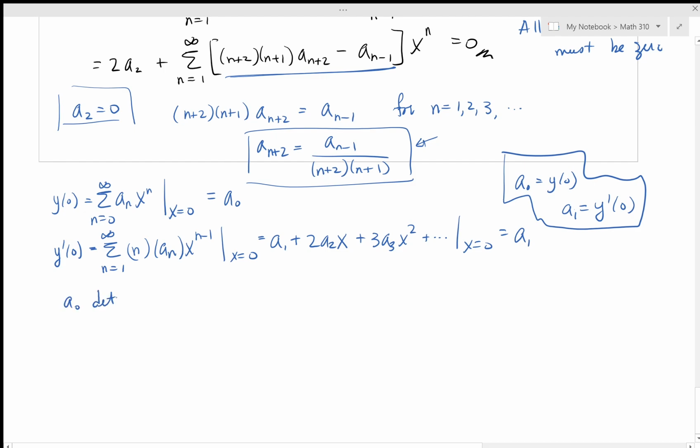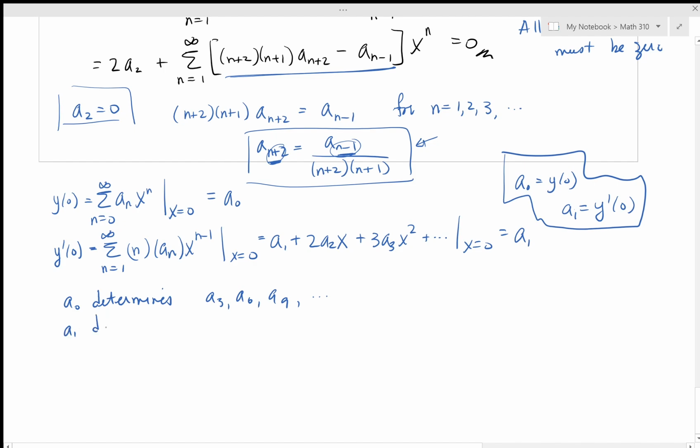A0 determines A3, A6, A9. How do I see that? Well, the difference between n plus 2 and n minus 1 is 3. So if I plug n equals 1 into that equation, I will get A3 and A0. Similarly, there's a difference of 3 between n plus 2 and n minus 1. So A0 determines all of these ones.